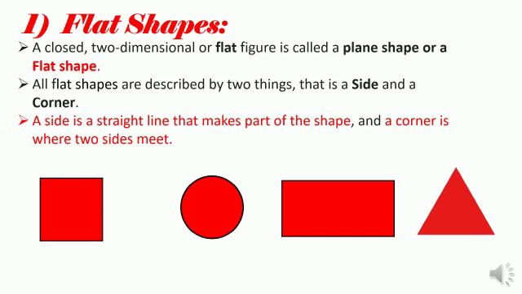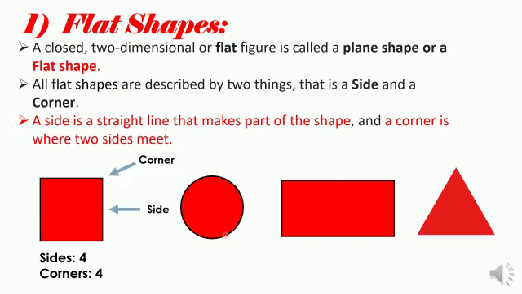Now let us see what is a side and what is a corner. In the first figure, the first one is called the square. In this square, this part of the shape is called the side, and when the two sides meet, the meeting point is called the corner. Like this, there are four sides, 1, 2, 3 and 4, and hence there are four corners also, 1, 2, 3, 4. So a square has four sides and four corners.